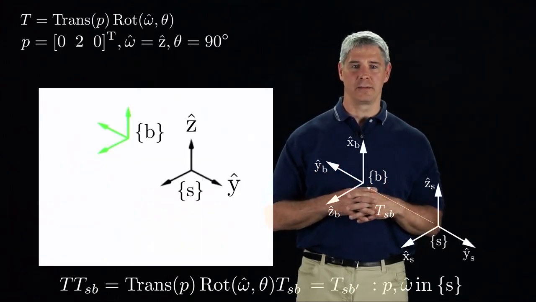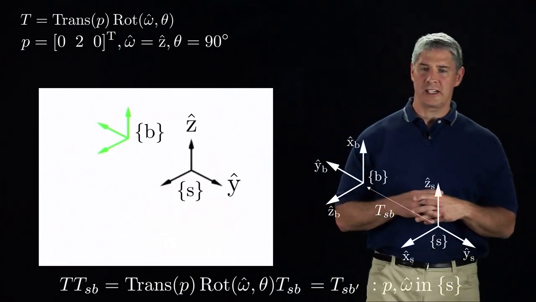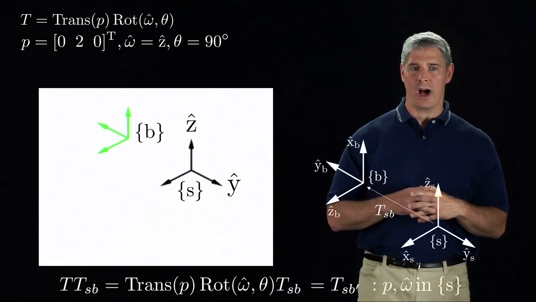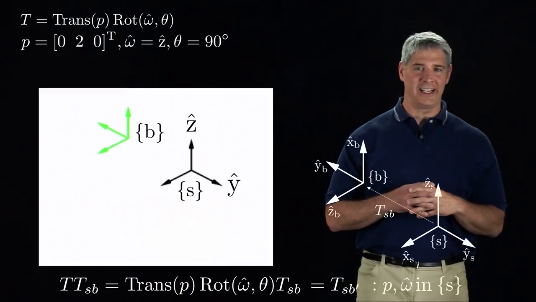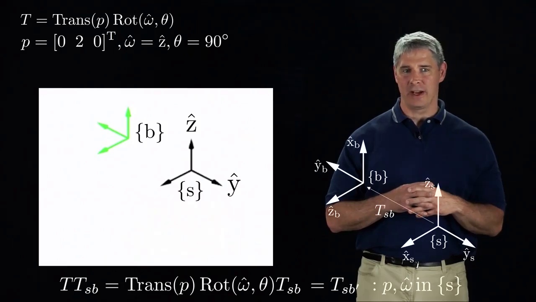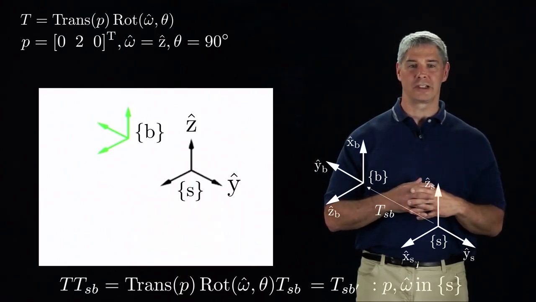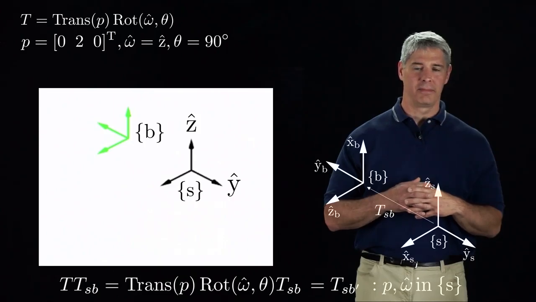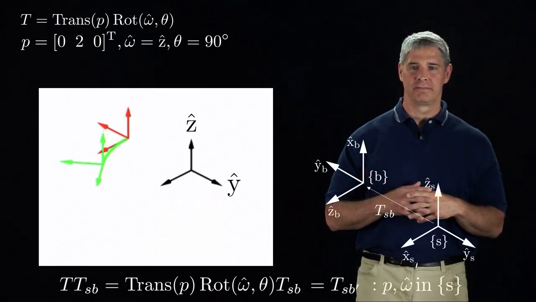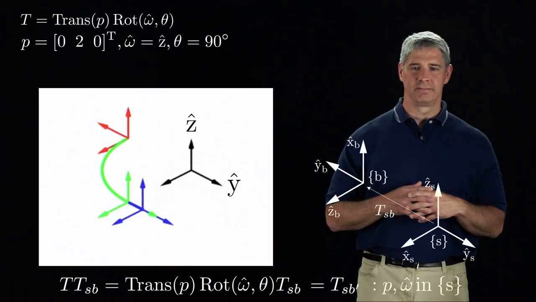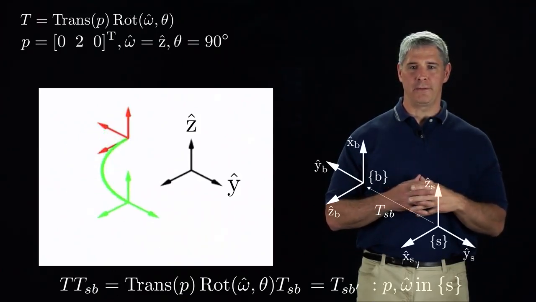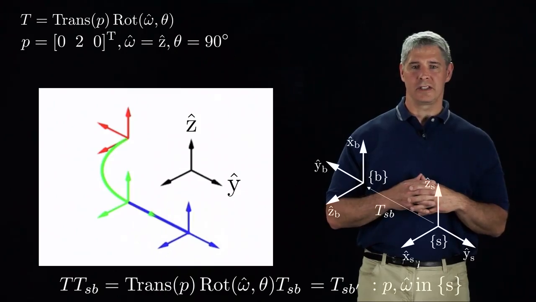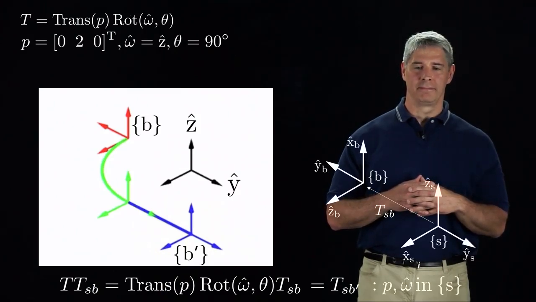Let's animate the transformation T. The rotation axis Z and the translation axis Y, expressed in the S frame, are shown. First, the B frame will rotate 90 degrees about the Z axis of the S frame, and then it will translate 2 units along the Y direction of the S frame. Let's run the animation. And now one more time. Notice where the B frame ends up. We call this new frame B prime.